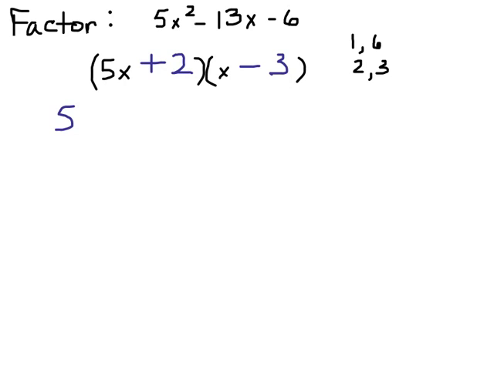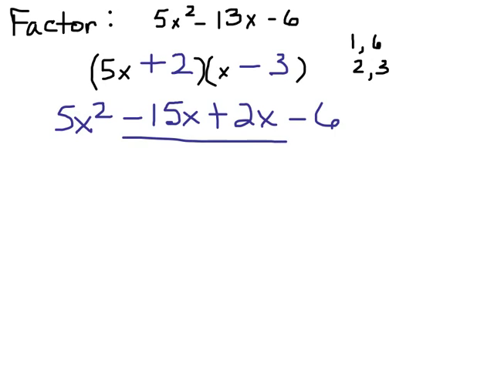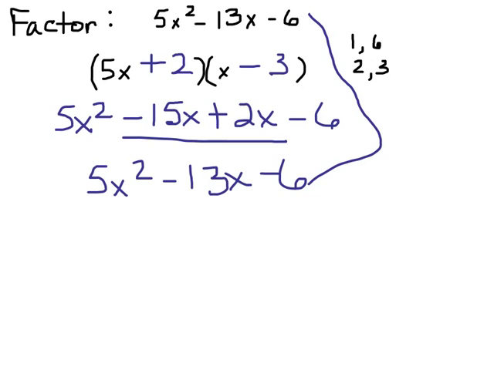So this is 5x squared. 5x times my negative 3 is negative 15x. And then 2 times x is plus 2x. And then 2 times negative 3 is negative 6. When I combine these two terms in the middle, I get 5x squared minus 13x minus 6. So that is what I started out originally with. So the correct answer is this.